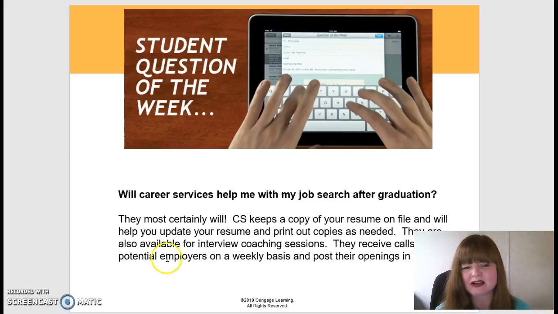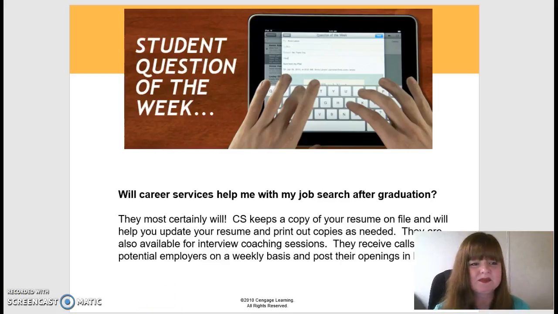And they also give interview coaching sessions. They receive quite a few contacts on a weekly basis for different departments, for employers seeking employees. So be sure and utilize them after you graduate. And also for the years following, if you ever need a job change, please come back to us and we'll help you out.